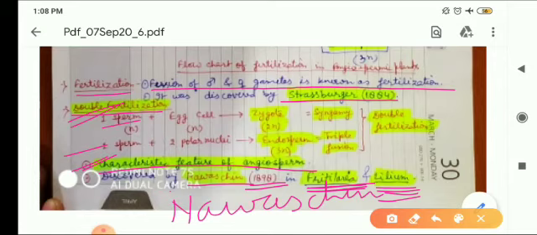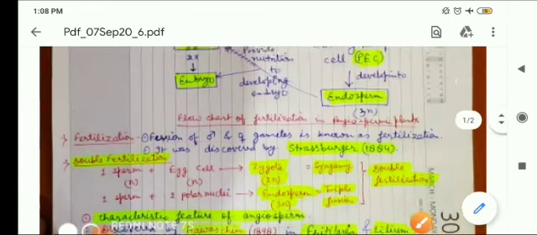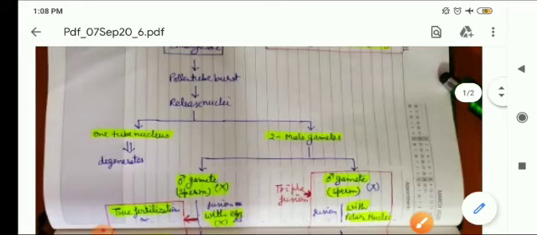Here, one sperm fuses with the egg cell to form the zygote. This is the diploid zygote, and this is known as syngamy. Another sperm fuses with the two polar nuclei to form the triploid endosperm. This is known as triple fusion. And this becomes the double fertilization. Is that clear? Thus we have completed double fertilization in angiospermic plants.